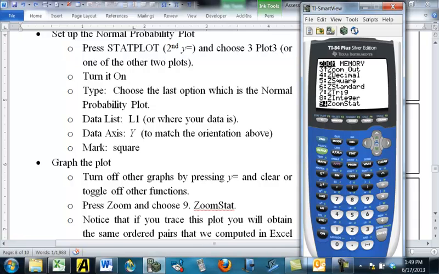Zoom 9 is zoom stat. So I can just press 9. And it figures a window for us to see our plot. And this is the same plot that we got on the Excel. So just look at it. You can tell it's pretty close to being a straight line, so that says this is normal.